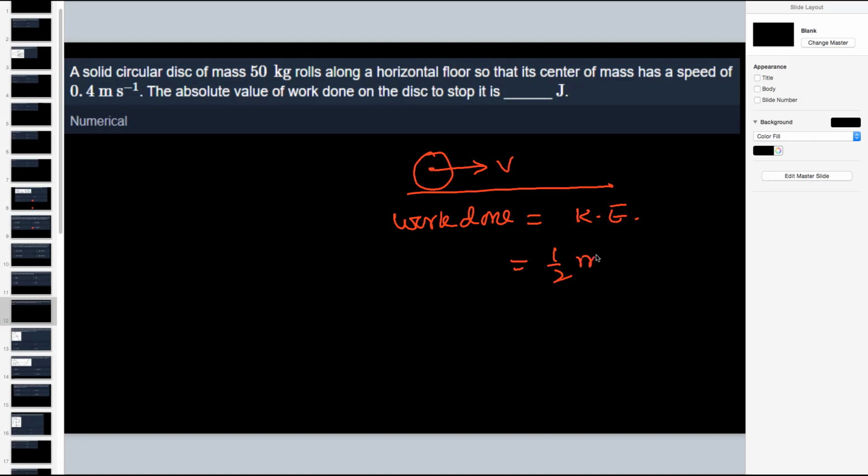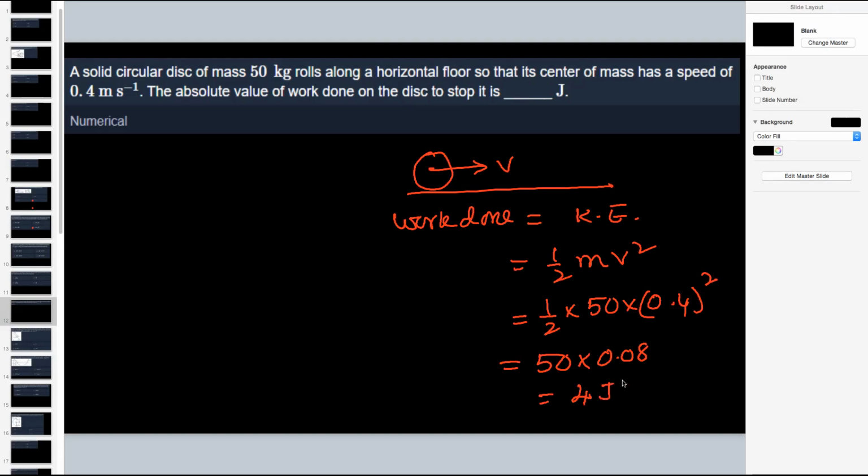So, kinetic energy is half m v square. It's a very simple problem related to basic idea. Yes, 50 kg and the velocity is 0.4 meters per second, 0.4 square. Now you get this is 50 into 0.4 square, 0.16, or 0.16 by 8, 0.08. Is it correct? So your answer is 4 joule. Is it correct? We go for the next problem.